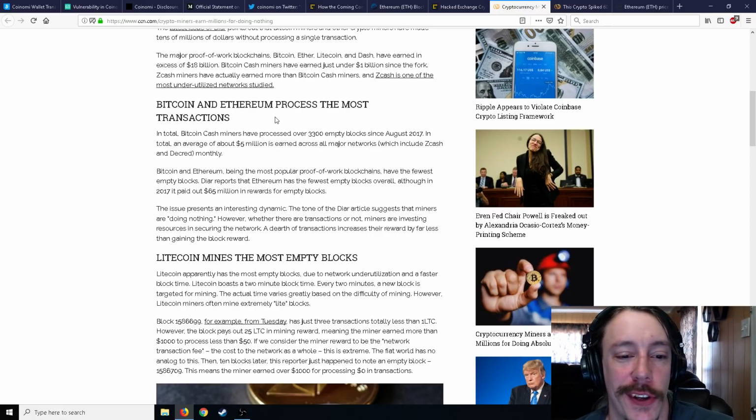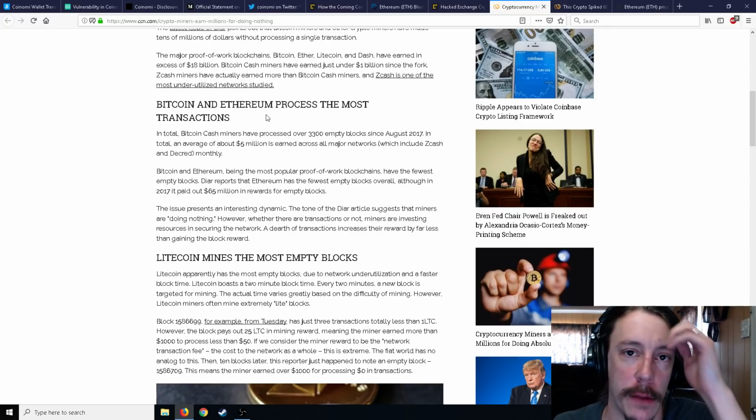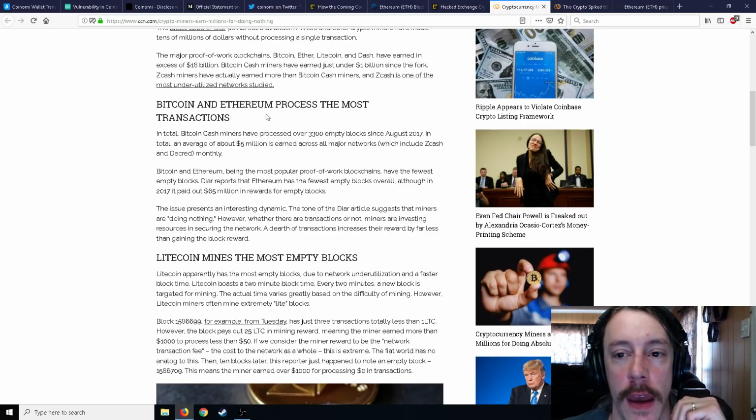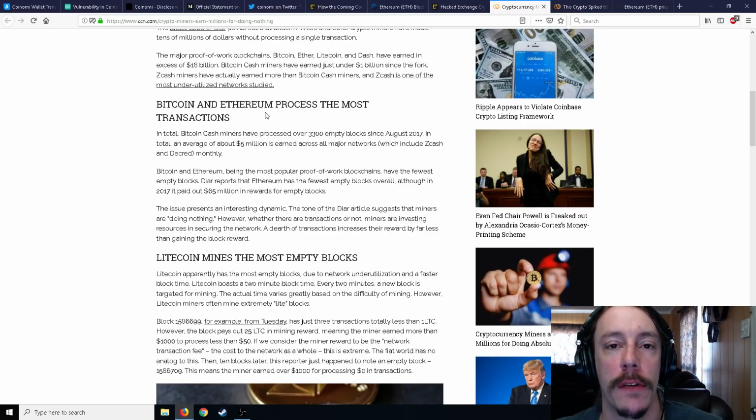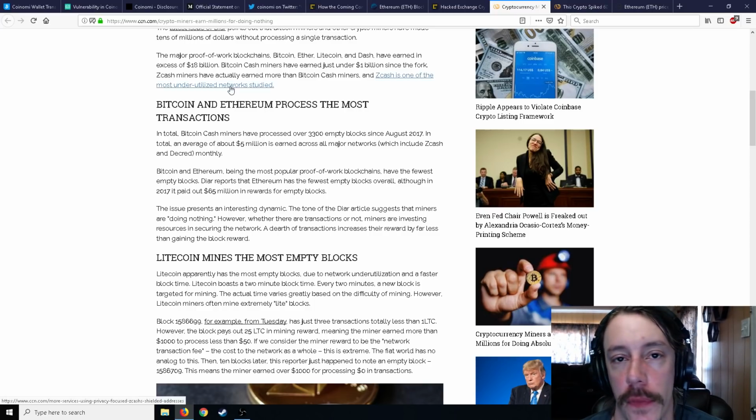The issue presents an interesting dynamic. The tone of the article suggests that miners are doing nothing whether there are transactions or not. Well, that doesn't necessarily mean that they are doing nothing. Of course, they're using electricity and buying hardware, putting real effort, real money, real electricity, real hardware into the creation of it, as opposed to fiat currency where they're like, we're going to make $1 trillion today. You know what I mean? We're going to make it out of cotton and send it out, and it's not really backed by anything. So I guess you could say, well, it's a lot of cotton and ink and paper, so that's cool. But other than that, yeah.